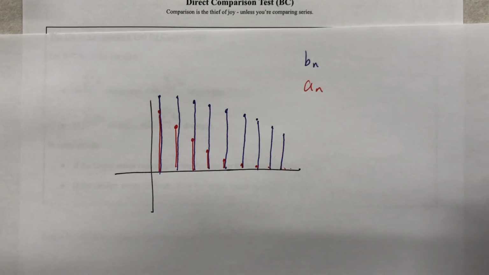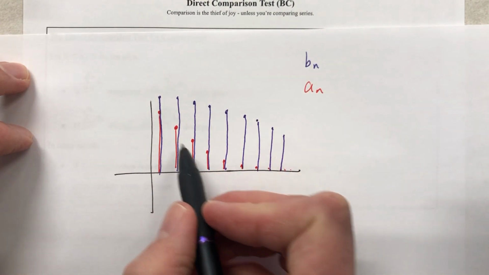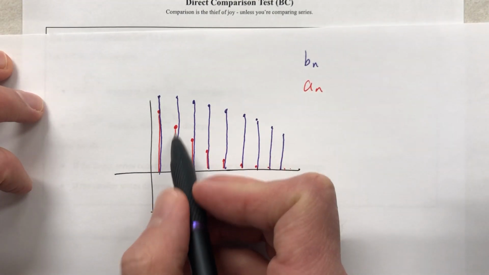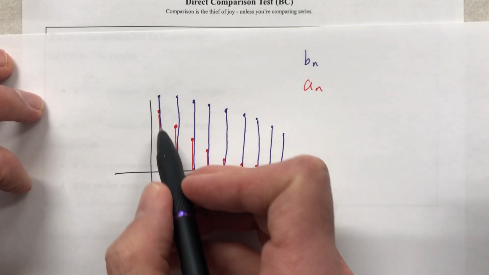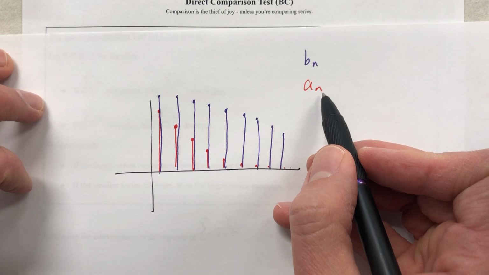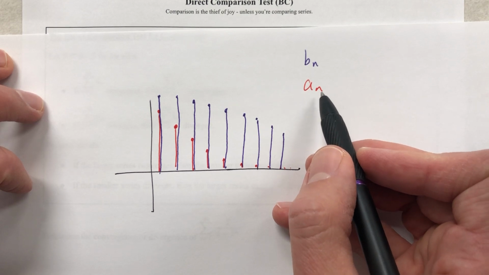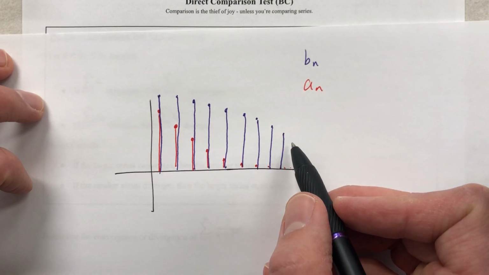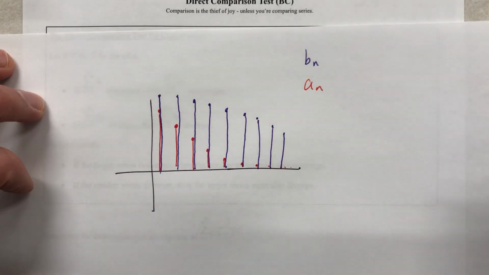If I know that A approaches infinity as I add all these red marks up, if A approaches infinity, then if it diverges, then B has no choice but to diverge because it's even bigger, right?